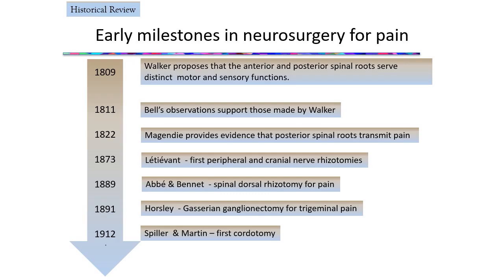Sectioning of the posterior spinal roots for the relief of pain in humans was first proposed by Dana in 1887 and performed by Bennett in 1889. And in fact, the same year also by Abbey in 4 patients. Spiller and Schuller described the pain conduction pathways in the anterolateral columns of the spinal cord in 1905 and 1910, respectively. The first cordotomy as a pain-relieving procedure was performed by Spiller and Martin in 1912 in a patient with spinal cord tuberculoma.